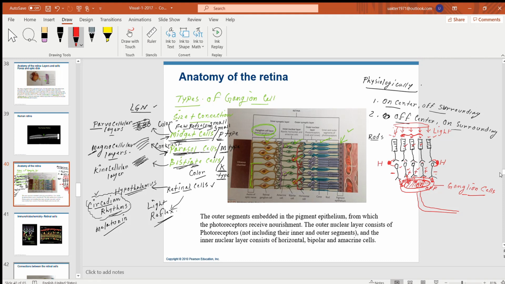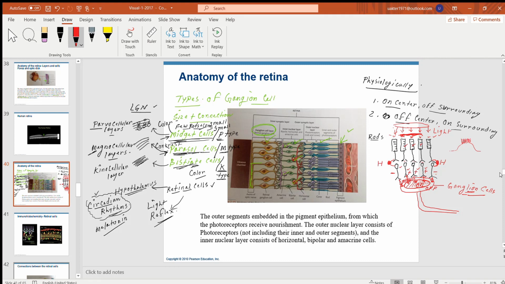So if you record the activity of this ganglion cell by putting the light only in the center part, what will happen? You'll see this is the resting, and you'll see depolarization, action potential, right? You'll see this. So you'll see the burst of firing or action potential.